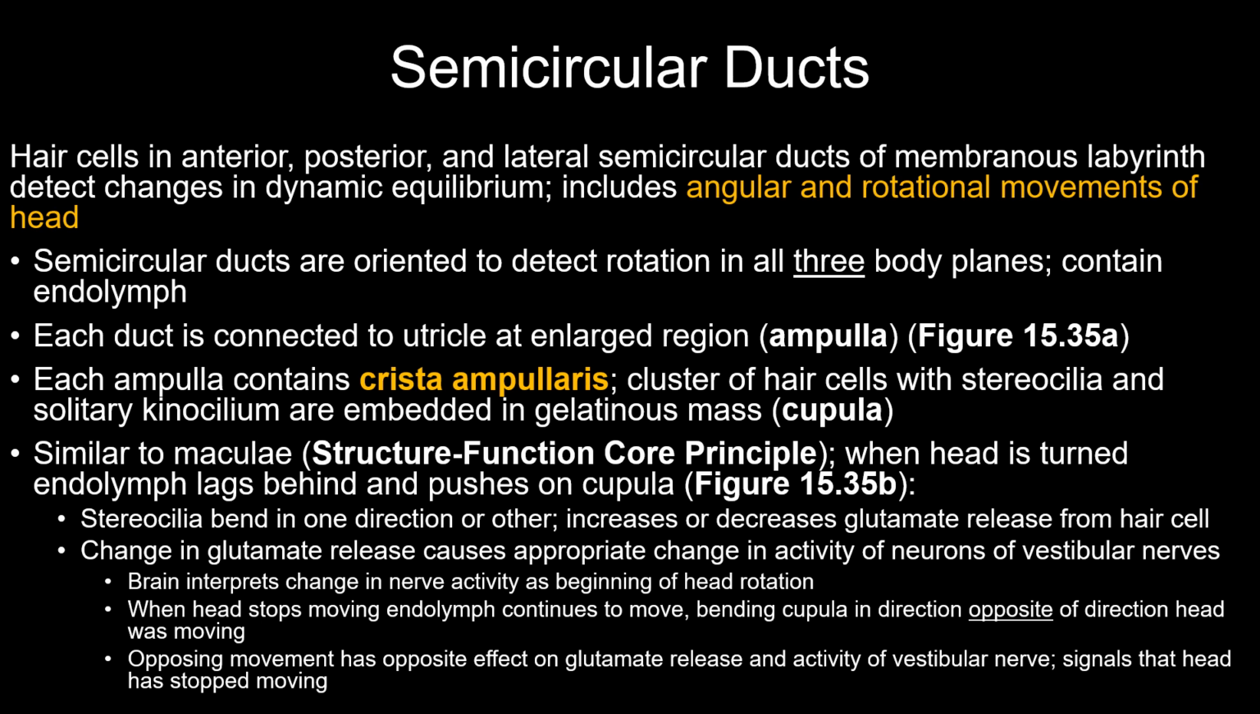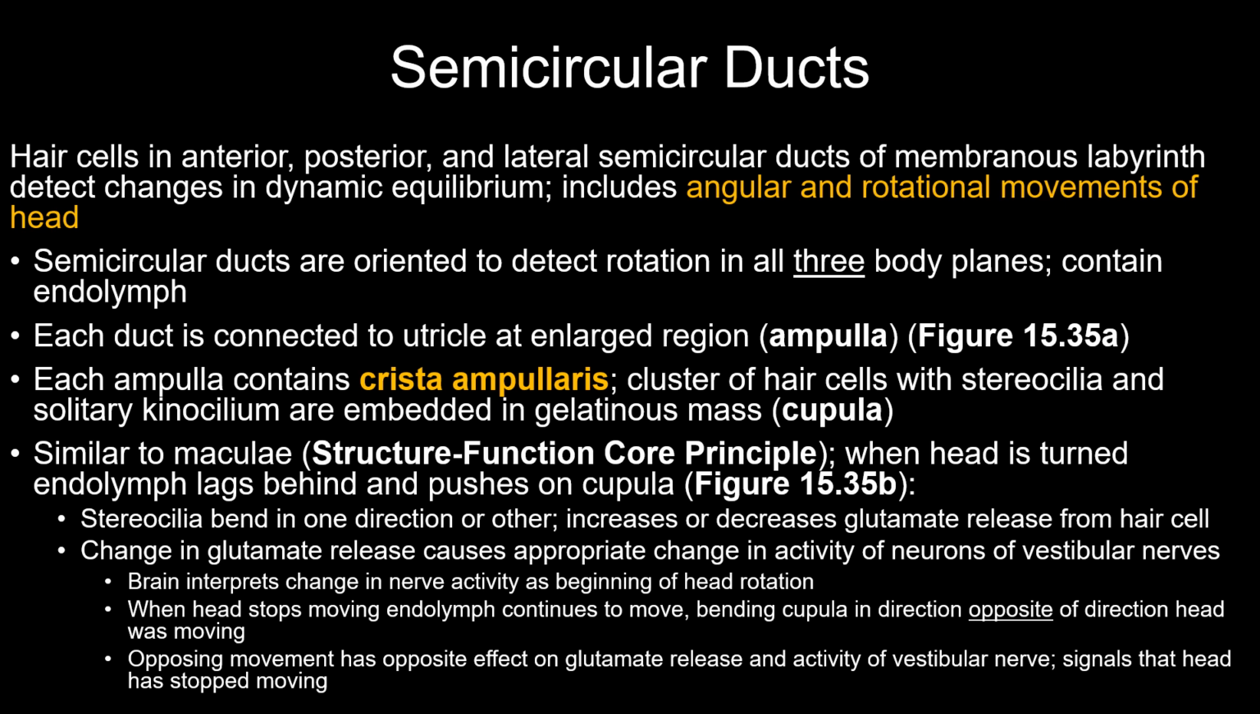When you turn your head, the endolymph is going to lag behind and push on the cupula, and this bends the stereocilia, either increasing or decreasing glutamate in response to whether they're bending toward the kinocilium or away from the kinocilium. The endolymph is going to catch up very quickly during continued rotation, and then when you stop turning your head, the endolymph is going to continue to move, and that bends the cupula in the opposite direction, and this has the opposite effect on glutamate release, and the activity of the neurons there are going to interpret this change to mean that the head rotation has stopped.